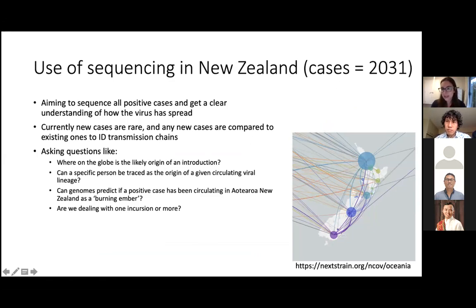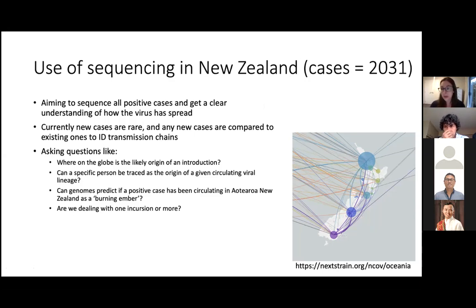Currently, new cases are rare, and if one happens, it's sequenced ASAP and compared to all other genomic data that we have, both national and global, to try and understand where the cases come from. And people are using the sequencing to ask questions like, where in the world might a new case have come from, given that at the moment they're probably all international introductions.